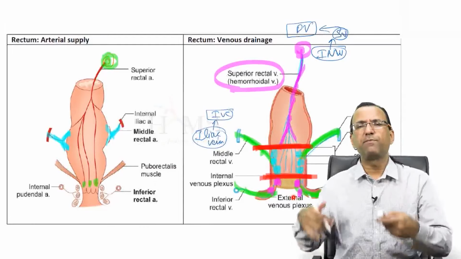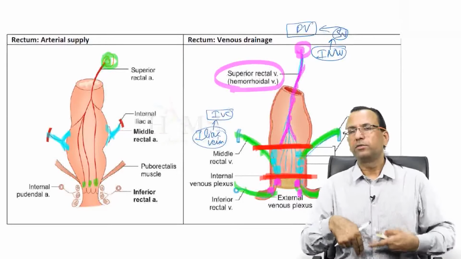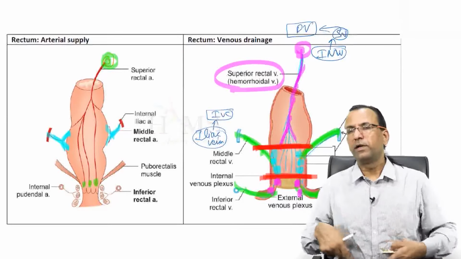There can be Budd-Chiari syndrome, hepatic vein thrombosis, portal hypertension, reversal of blood flow into the portal vein, into the splenic vein, into the inferior mesenteric vein, into the superior rectal vein, jumping into the middle inferior rectal vein. So you're telling that the portal vein is sending blood back into the splenic vein, into the inferior mesenteric vein, into the superior rectal vein, into the lower portion, which is the middle inferior rectal vein.